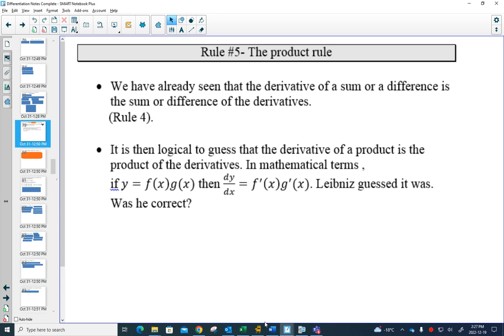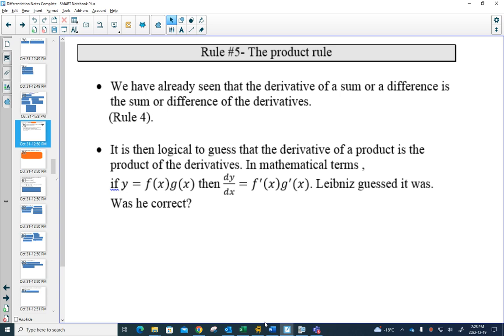So, if adding and subtracting just said find the derivative of them separately, the first thing that Leibniz thought too is, well, what if we're multiplying two things? Can we just find the derivative of them separately and multiply? Because that would make life really easy. So that would be a first logical guess. And unfortunately, that first logical guess was wrong.